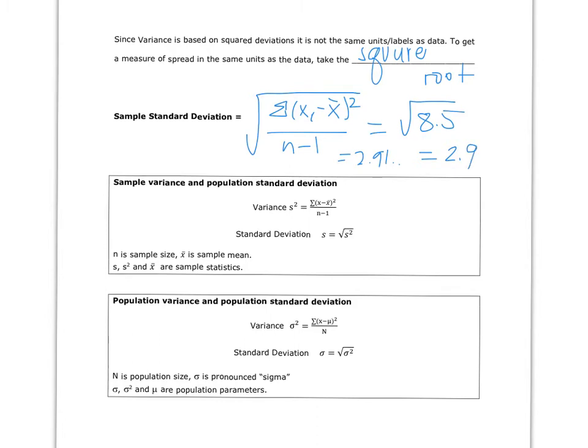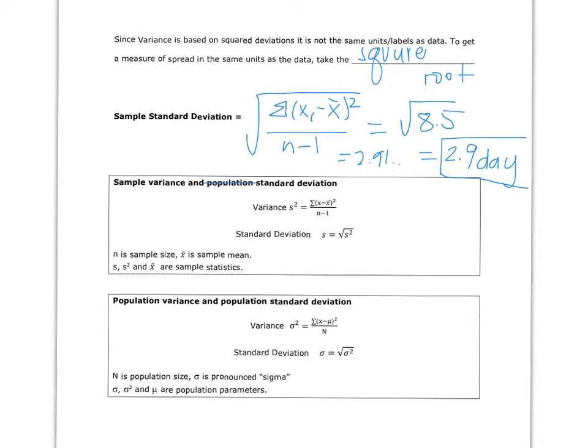Now remember, since we've taken the square root, we're back to the same units and labels as our data. So this is 2.9 days. If you remember, standard deviation is the average difference from the mean. So for those 5 patients, the average difference in the length of their stay from the mean of 5 days is 2.9 days. We've got the box here giving us the summary of how we calculate sample variance and sample standard deviation.